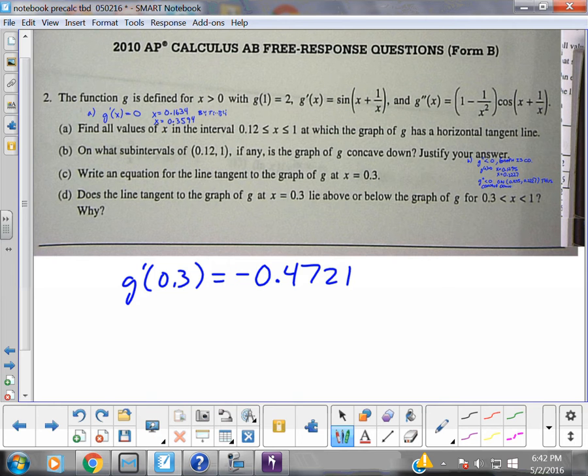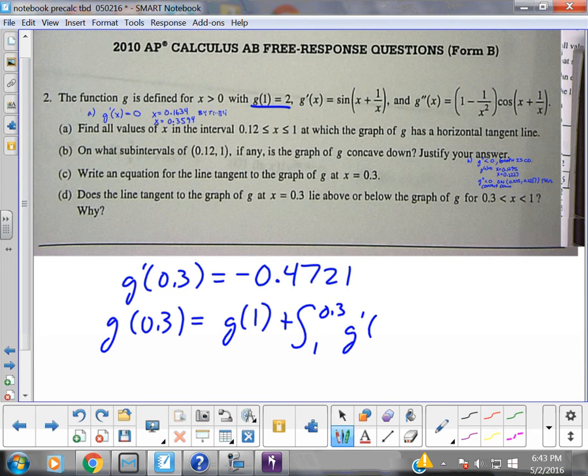Where this problem gets challenging is that they want the equation of the tangent line of the graph of G. Well, I don't know the y value. I don't know G of 0.3. The only way to get G of 0.3 is to use the fundamental theorem of calculus, and I have to start at G of 1 because that's what I know. That's the initial condition. So I'm going to have to do an integral from 1 to 0.3 of G prime t dt.